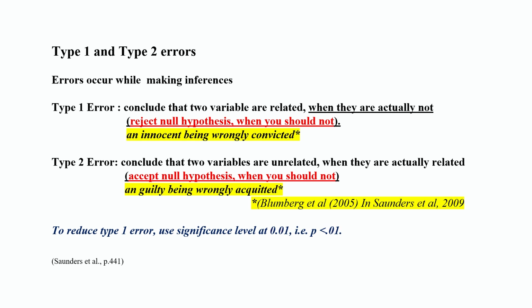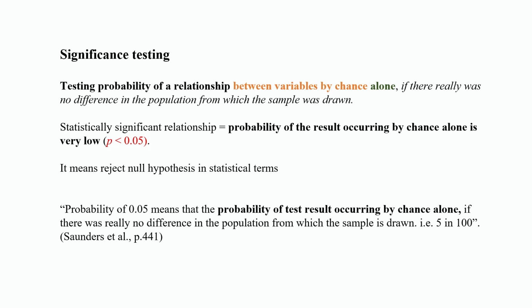That is, when we are testing two variables which are actually not related, but we come to a conclusion that they are related, that is type 1 error. And the second case is the type 2 error. We come to a conclusion that two variables are unrelated, but in reality they are related. Testing the probability of a relationship between variables, whether it is by just chance, and if there were no difference in the population from which the sample was drawn.